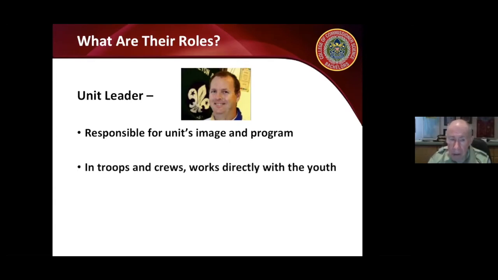The unit leader works directly with the youth. This is a direct contact leader. And the guidance they give to the program needs to be of quality. The parents and the Scouts need to feel they are part of a great organization because the leader is presenting it that way.